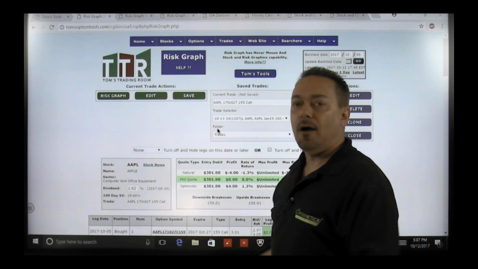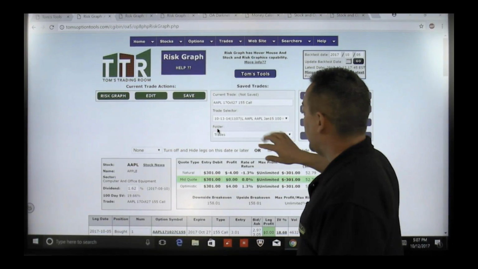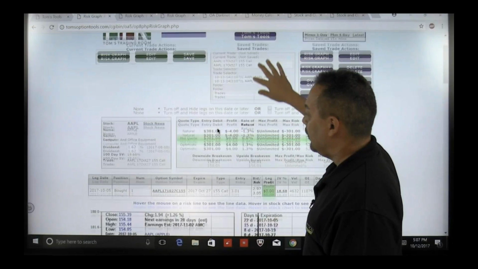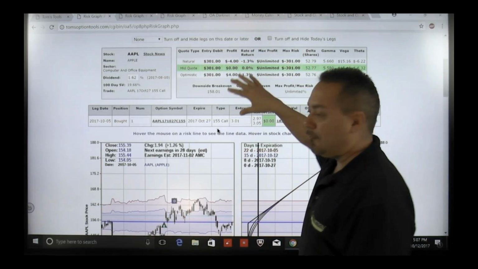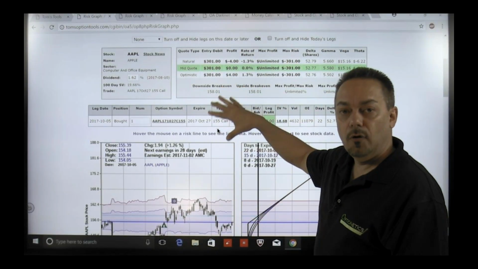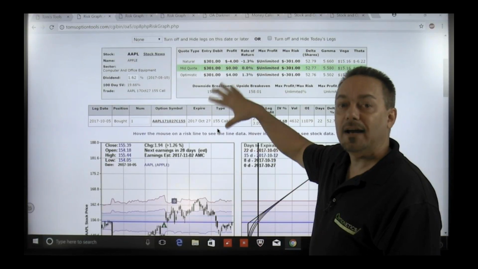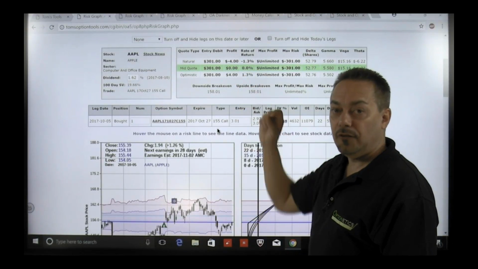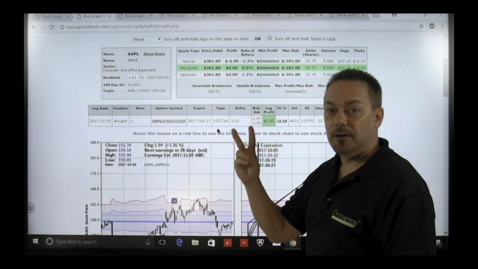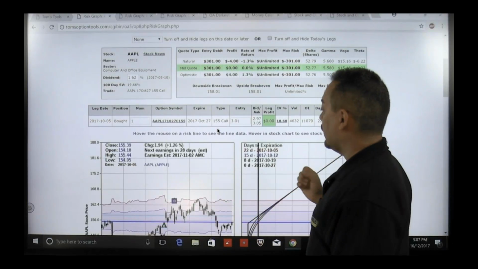So we had a call option on Apple, and if you remember, a call option is merely, again, a call option gives us the right to buy stock at a predetermined price for a predetermined amount of time. That's what a call option does.